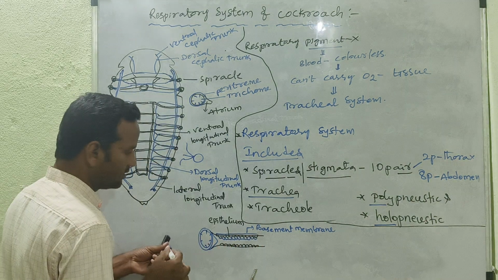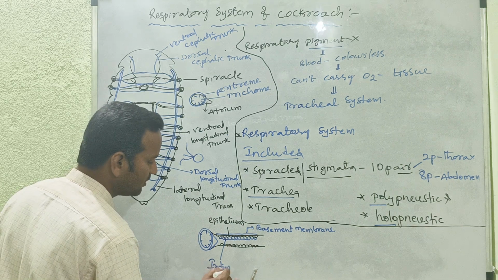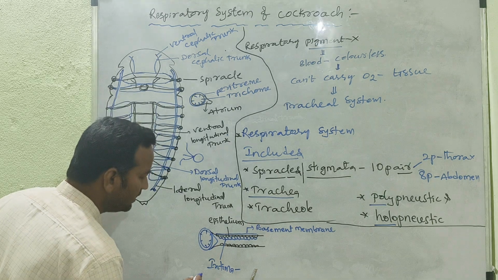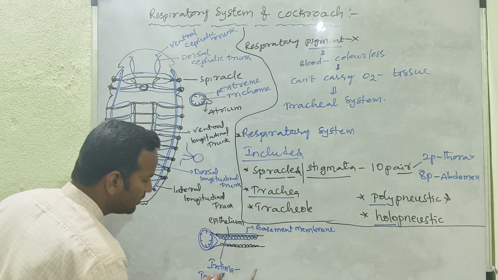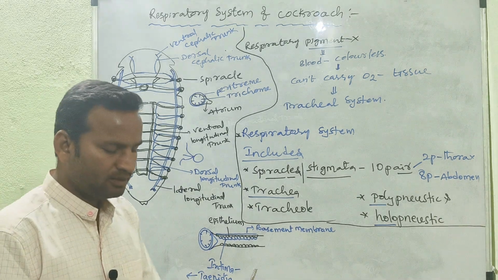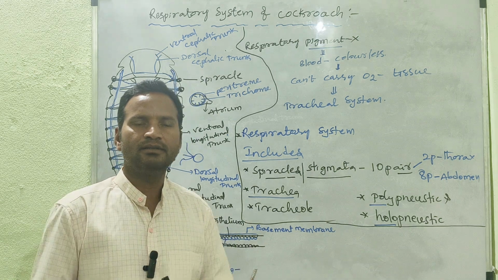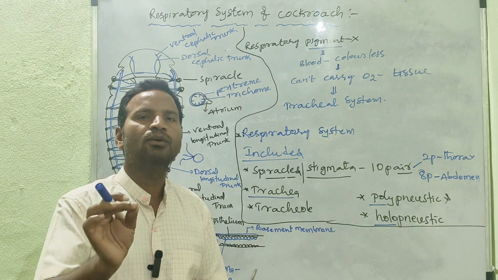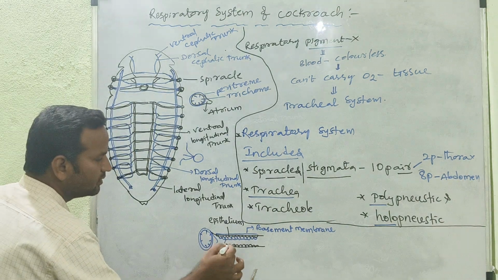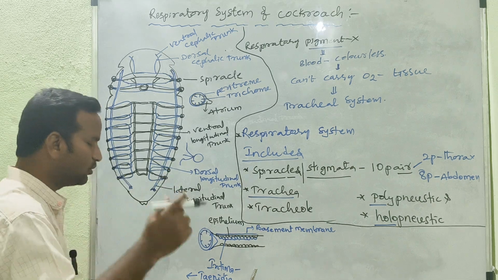The innermost layer is called what? Intima, which possesses taenidia. The function of taenidia is to keep the trachea always open and prevent it from collapsing. Due to the presence of taenidia, the trachea is always open and prevents from collapsing.